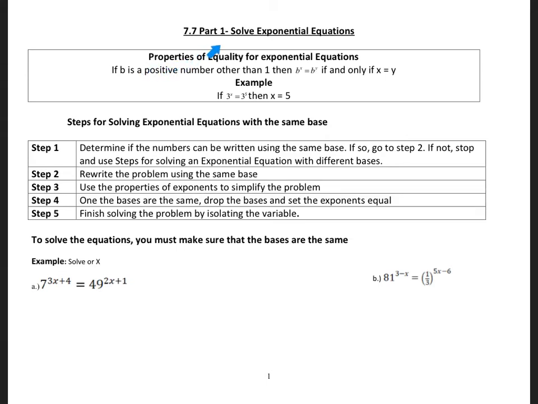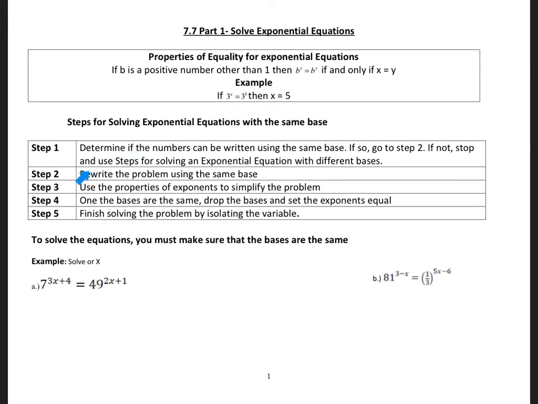In this video, we are solving exponential equations, and we have the equality property for exponential equations. It says if b is a positive number other than 1, then b raised to x and b raised to y can only be equal if x is equal to y. Since you can see the bases are the same, the only way for these two to be equal is for x to equal y. In this example, 3 raised to x is equal to 3 raised to 5, so x has to equal 5.